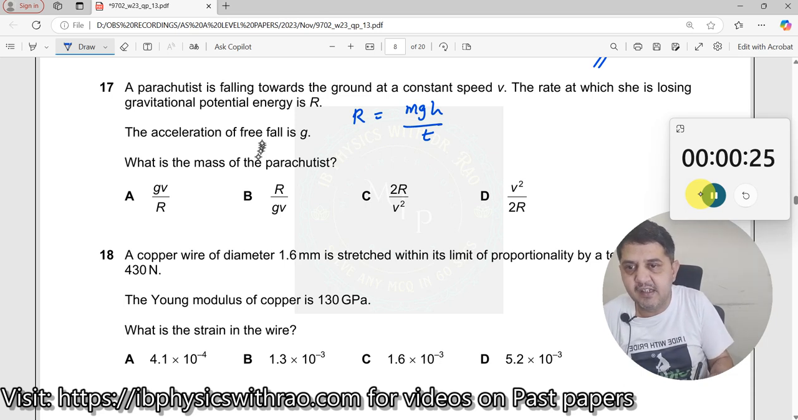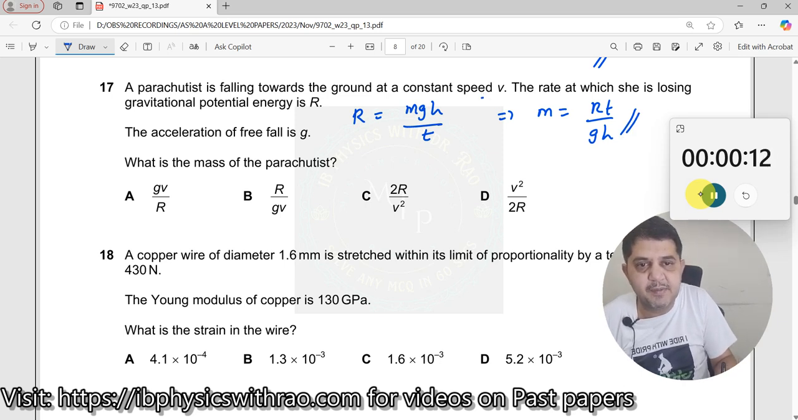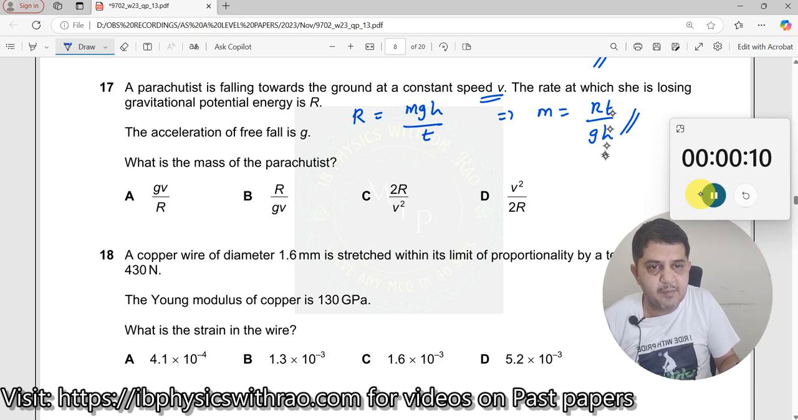Now what is he asking? The acceleration is g, and what is the mass of the parachute? Mass of the parachute here will now be m should be equal to rt divided by gh. This should be your answer. Now there is no h here. It is given something like constant speed v. So what I do is I will pull this t downwards.